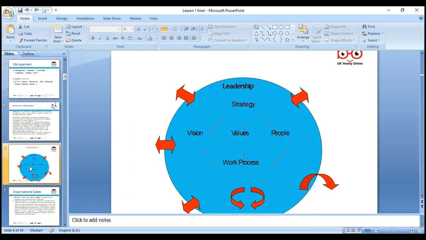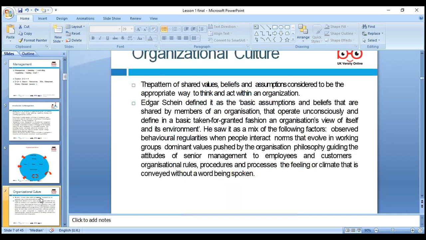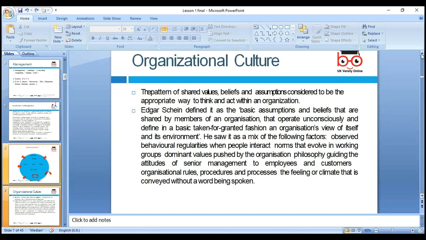Now, looking at leadership, leaders are always looking at the strategy, the vision, values, people, and work processes. What is organizational culture? People explain it in different ways. Organizational culture is a shared belief. It defines the appropriate ways to think and act within an organization.